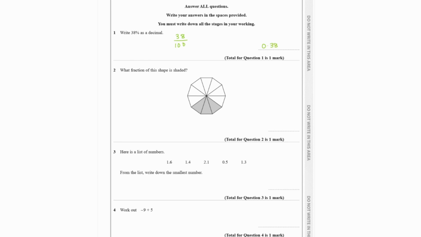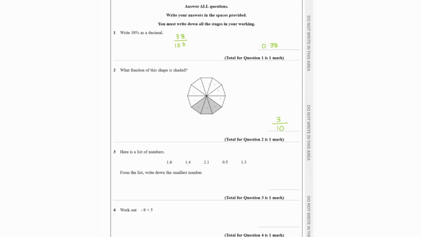Number 2, what fraction of this shape is shaded? So as we can see, we have 1, 2, and 3 parts which are shaded. So we will write 3 as our numerator. And we can put this over the total amount of parts in this shape, which is 1, 2, 3, 4, 5, 6, 7, 8, 9, and 10. So the fraction of the shape that is shaded is 3 over 10.